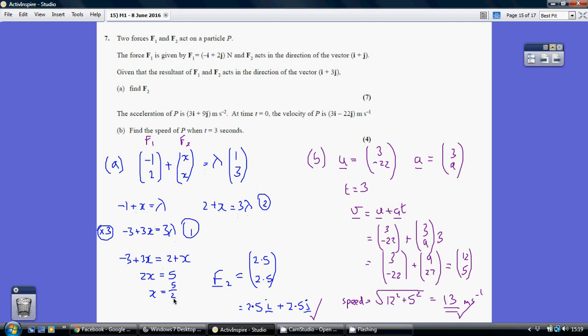So my vector F2 is (2.5, 2.5) in column vector format. Or if you want to give your answer in ij format, it's 2.5i plus 2.5j.